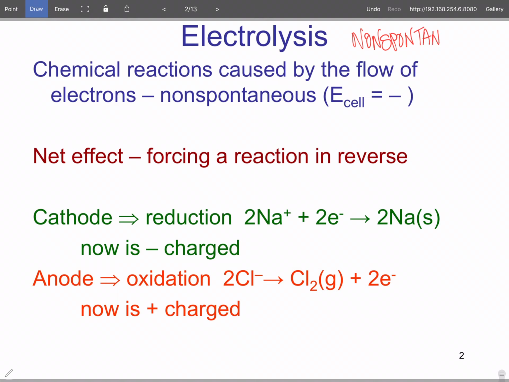Spontaneous as they go. What we have is chemical reactions are caused by the flow of electrons. But in the case of electrolysis, what we're doing is we're using current to pump electrons in and move the reaction in reverse. So the net force behind electrolysis is we're forcing a reaction in reverse. Now, there are a couple things that stay the same.